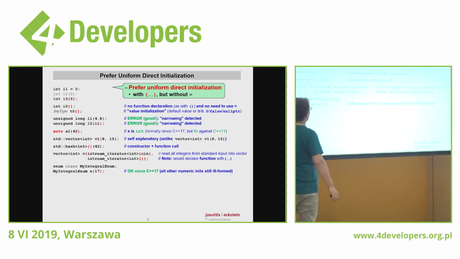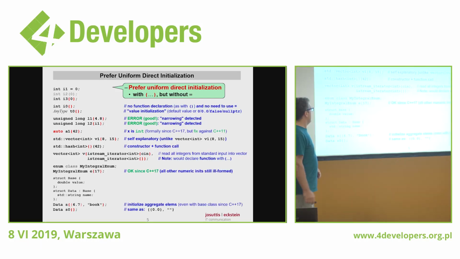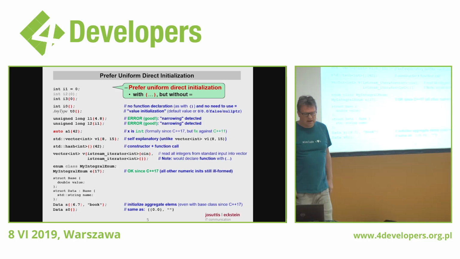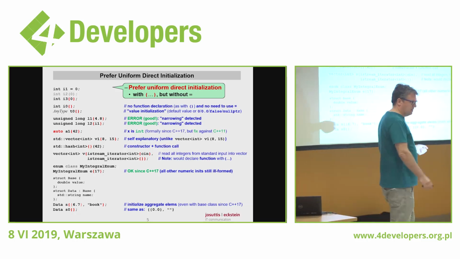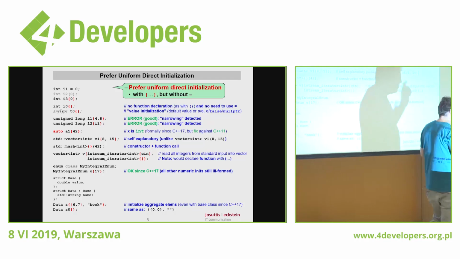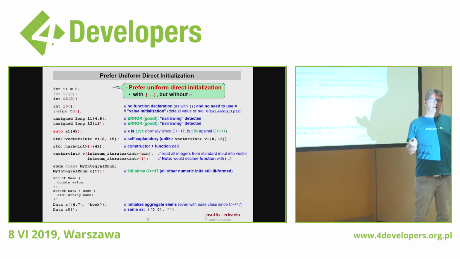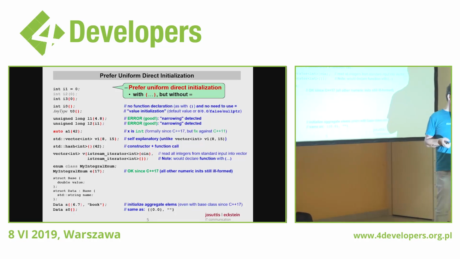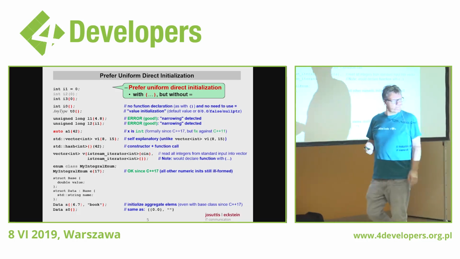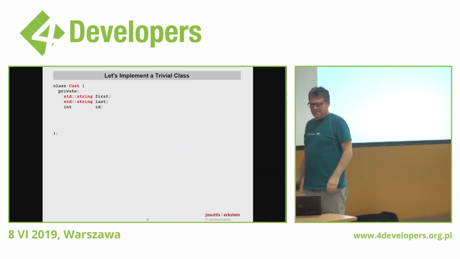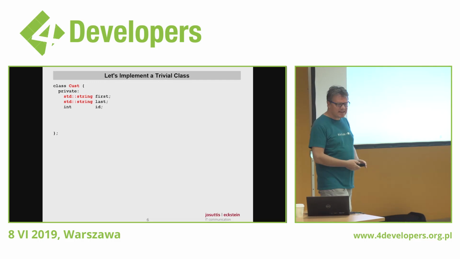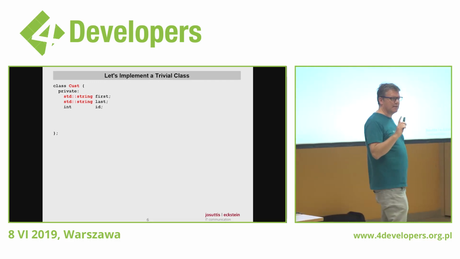And it's the only way to initialize an enum, and you can use it to initialize an aggregate even with base classes since C++17. So a lot of good reasons to use curly braces, and for the detail, Timo will tell you all. Not most of it. Okay, so having said that, let's start with the trivial class.